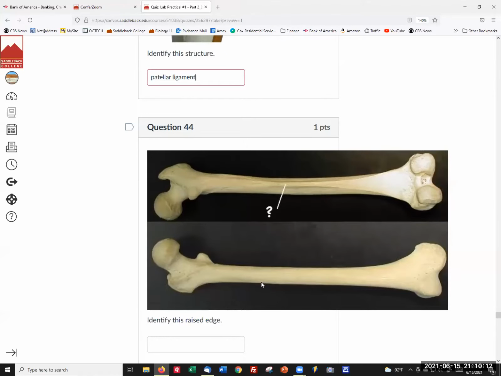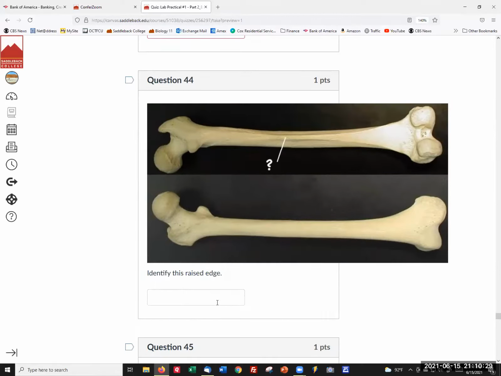Question 44. We're on the femur. That's obvious. We're seeing the front side. Here's the back side. And here's this ridge on the back. What's that guy? The one that attaches to the hamstring muscle. Is that the linea aspera? Yes, it is. Linea aspera.